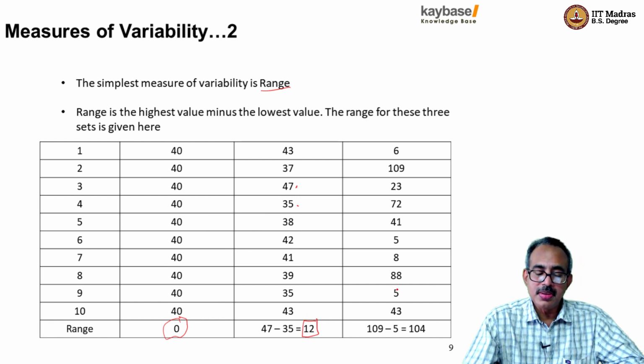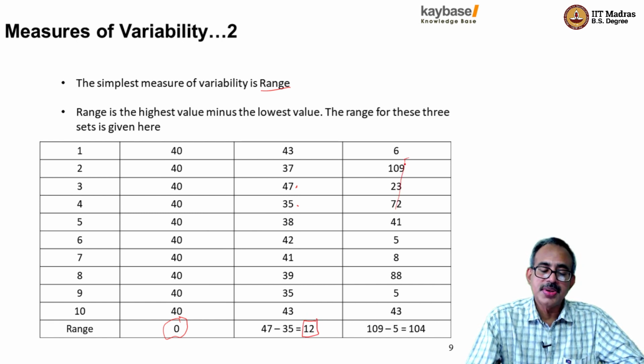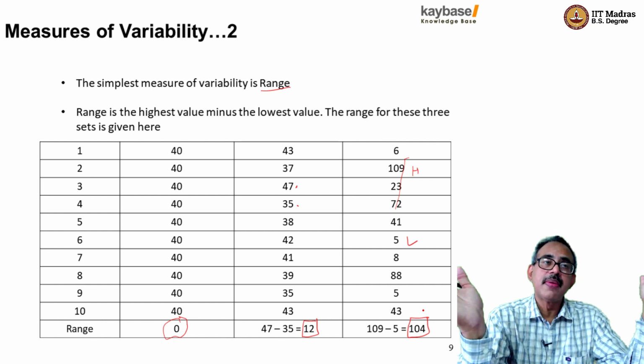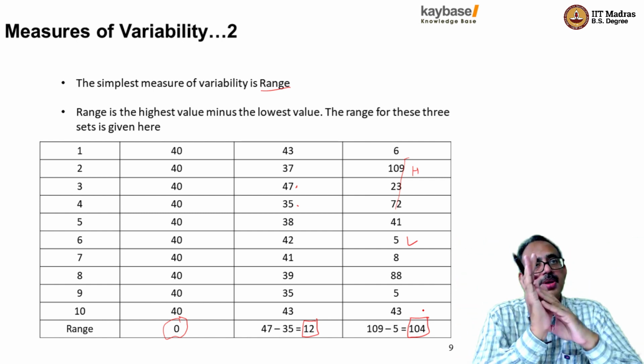Look at this. There's only one number with 3 figures. So 109 is the highest. The 6 is very low. 5 is the lowest. 109 minus 5 is 104. So the higher the range, the more the variability.